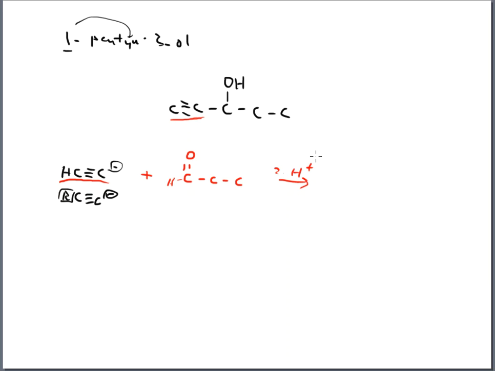And that H plus is probably not coming from a strong acid, so nothing like sulfuric or hydrochloric. It's coming from a very weak acid, something like pyridine, in order to get that to work. There you go, folks. That's what we're looking at, and we'll move on to the second example.